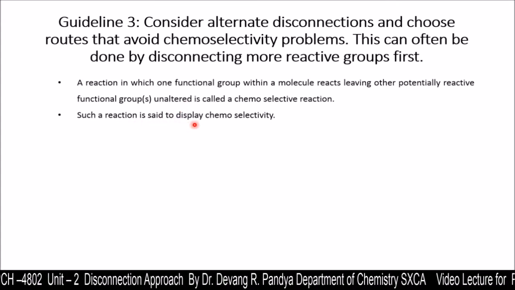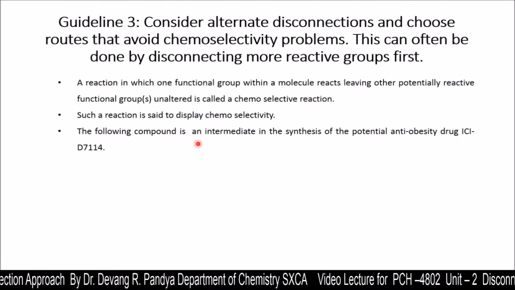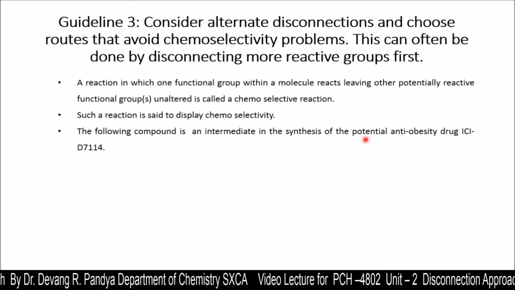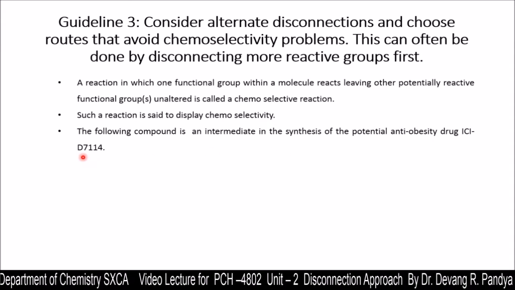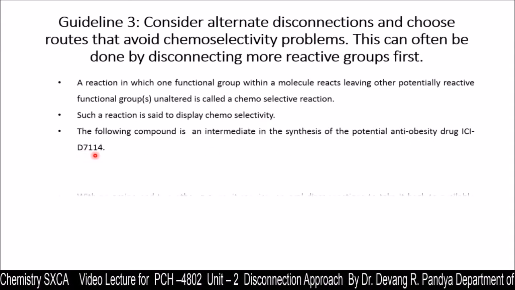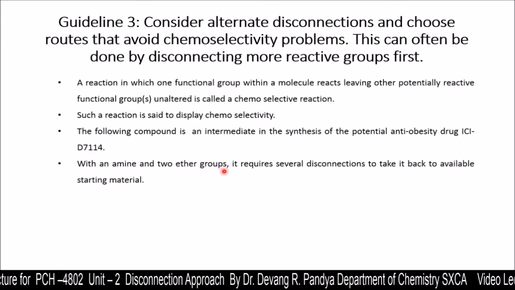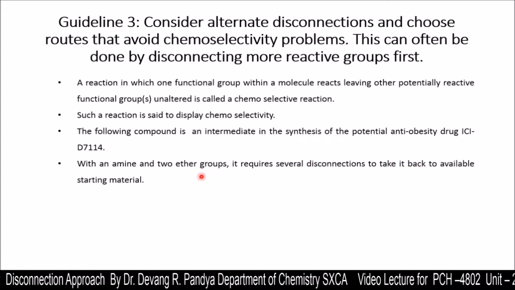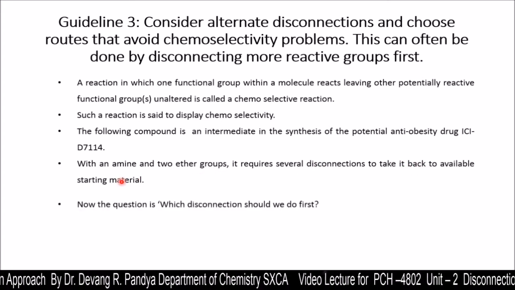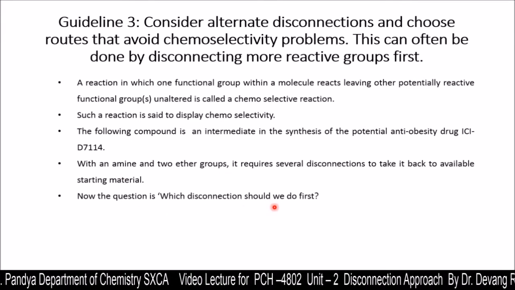Such a reaction is said to display chemoselectivity. The following compound is an intermediate in the synthesis of a potential anti-obesity drug, that is ICI D7114. With an amine and two ether groups, it requires several disconnections to take it back to the available starting material. Now the question is, which disconnection should we do first?